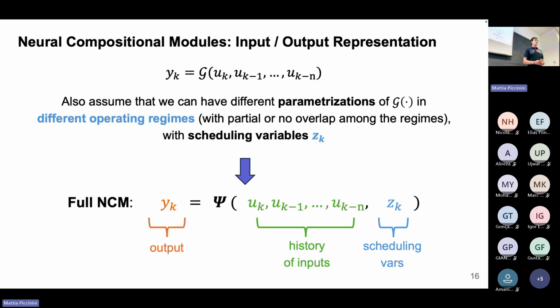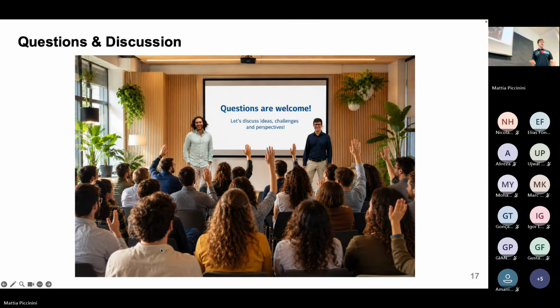So with scheduling variables, at the end we have the full expression of the neural compositional module, the NCM, with what we called psi before. The full system psi is a function of its past history of inputs and scheduling variables. By the way, we can also have a past history of scheduling variables if we need that, and we will use that. And then we have our output y_k. Questions up to now?